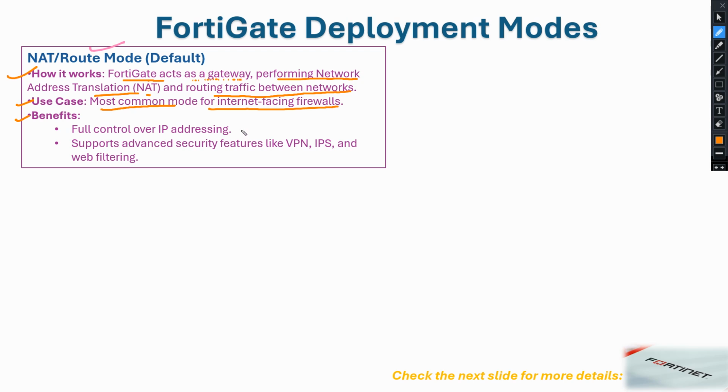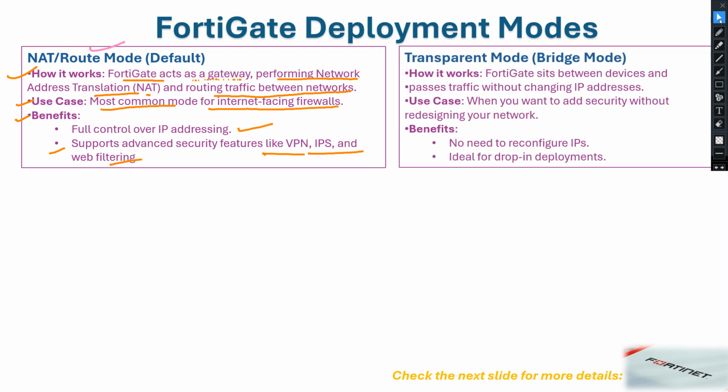Benefits: full control over IP addressing. You can set your interfaces, your network. You can modify the permissions, everything. A lot of things over there. Supports advanced features like VPN, IPS, and web filtering. This is quite a common mode. Let's discuss the second mode we have, transparent or bridge mode.